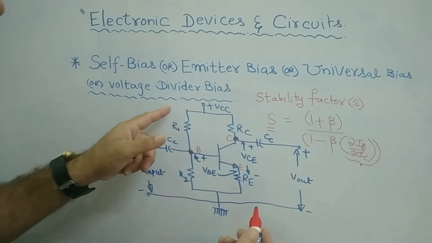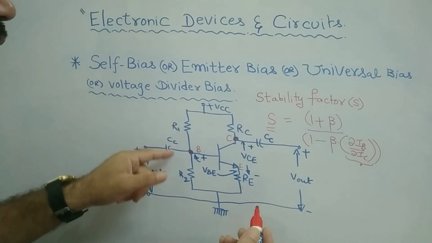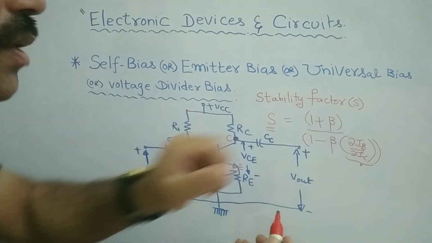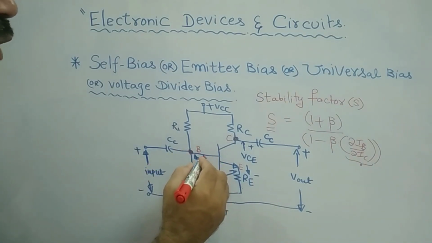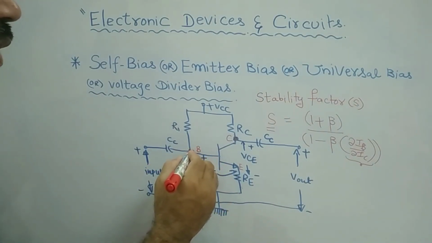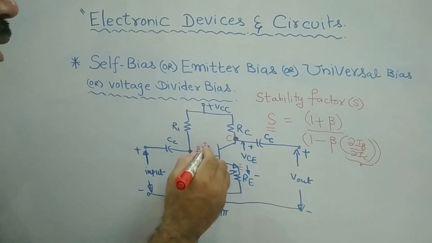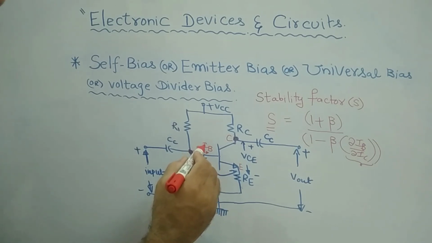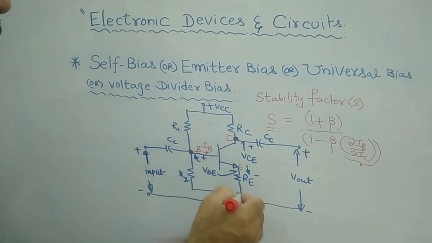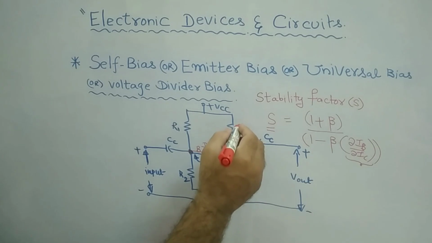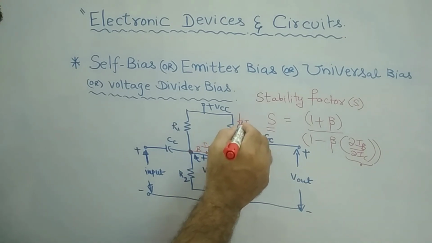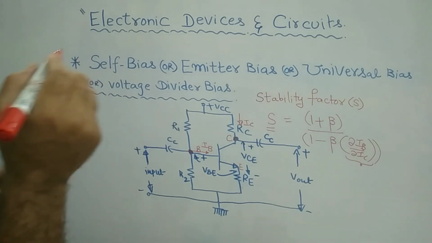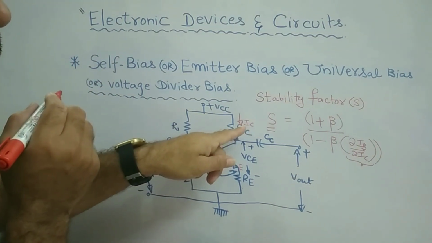Most of the time you can apply the KVL at the input side. By applying KVL at the input side, you will get IB, because IB is the current which flows through the base terminal of the transistor. In fact, IB is your input current, base current. Emitter is grounded. However, IC is the collector current, is it not? Clear? IC is the collector current. Therefore, IB is the input current, IC is the collector current.